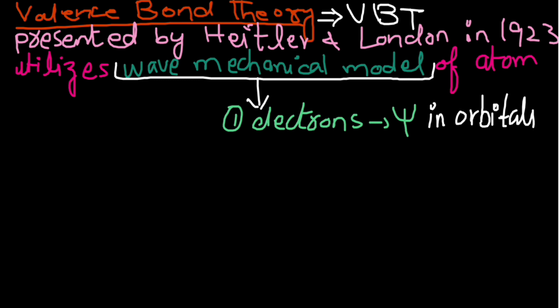According to this model, the electrons are waves, which are represented by psi, and these are residing in the orbitals where the probability of finding the electron is maximum. The regions around the nucleus of an atom where the probability of finding the electron is maximum, about 95%, is regarded as the orbital. According to the quantum mechanical model, the electronic wave functions psi reside in orbitals.